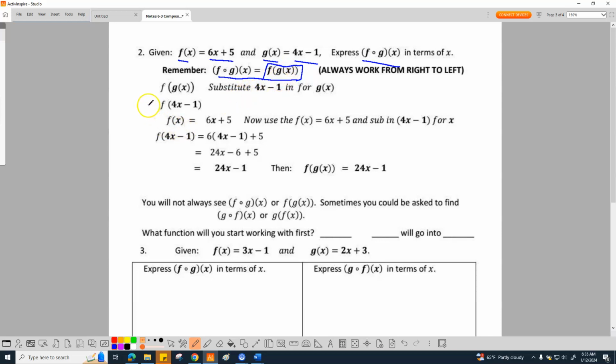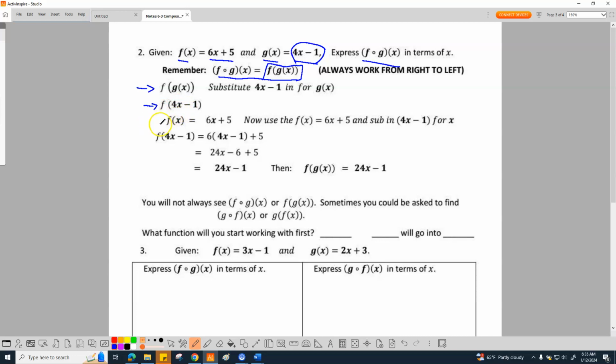So check out what we have here. We're going to start with f of g of x. That's what it wants us to do. Now, what is g of x equal to? G of x is equal to 4x minus 1. So what we're actually shoving into this entire equation is 4x minus 1. So we're going to shove that in there.